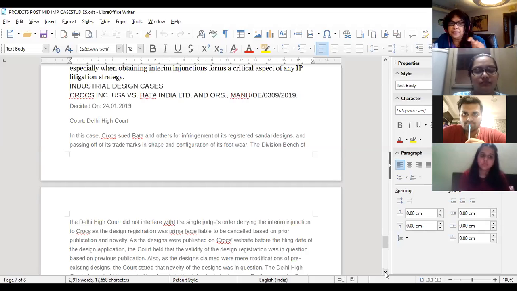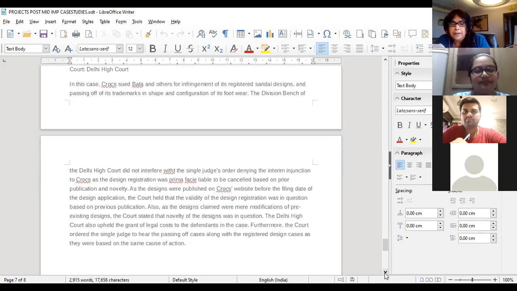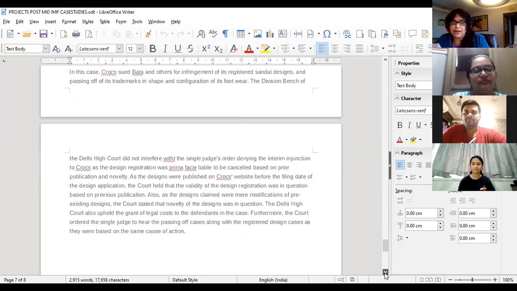Here the word novelty is important. If we are defending in the court, or if we are fighting in the court, it should be a novel thing. It should be a new idea, a new design, which is being copied by my defendant party. So as the designs were published on Crocs' website before the filing date of the design application, the court held that the validity of the design registration was in question based on previous publication, also as the designs claimed were mere simple modifications. Some motifs were put here and there so that it doesn't show that copying or passing off is happening.